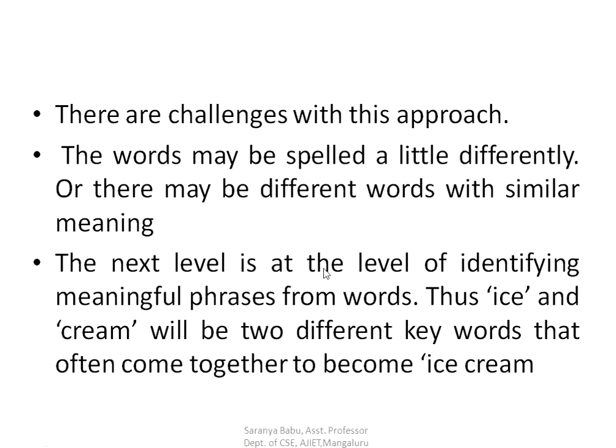So now coming to the next level: identifying meaningful phrases from words. What was the first level? The first level was identifying the frequent words. The next level is identifying meaningful phrases from the words. How will you identify meaningful phrases from the words? See here, ice and cream. Here ice and cream are two different keywords that often come together to become ice cream. Understood? As a word ice is different, cream is different. But when they combine together they become one meaningful phrase called ice cream.